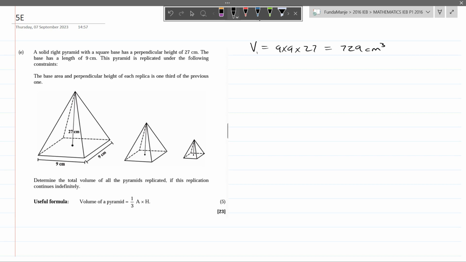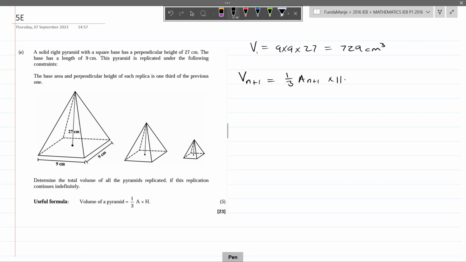Then to get the volume of the next one, if this is the first one, then this one will be the next one, n plus 1. What we need to do is take the volume of the next solid right pyramid. So we're going to write down the formula as it is. It is just 1/3 of the new area, the area of n plus 1, multiplied by the height of the new one.